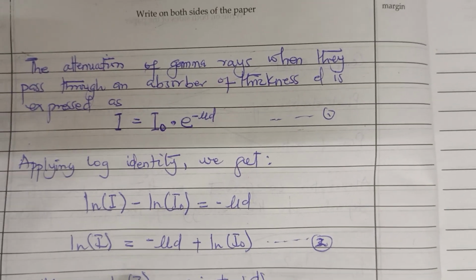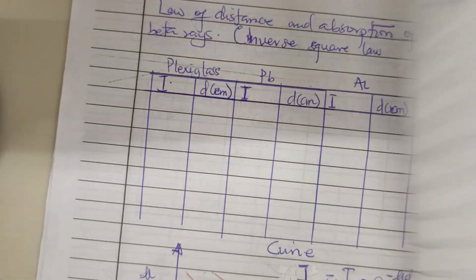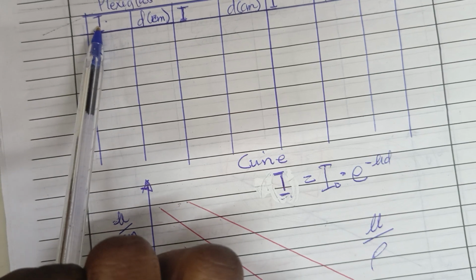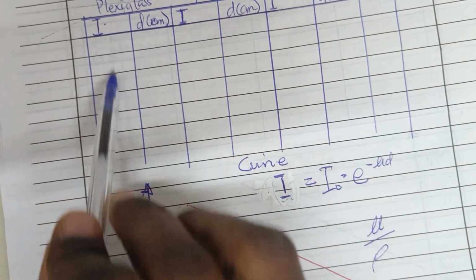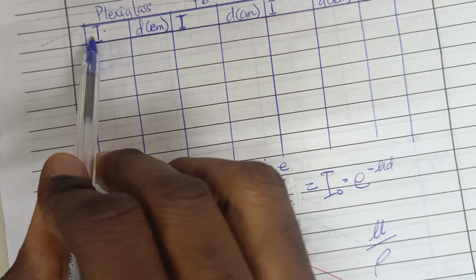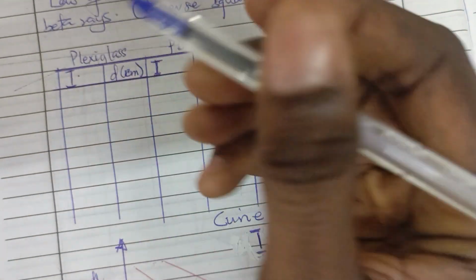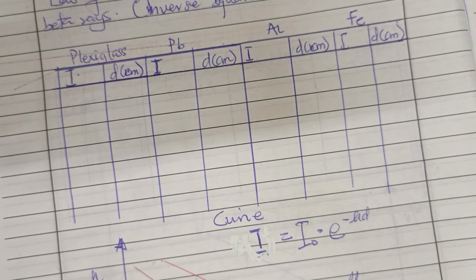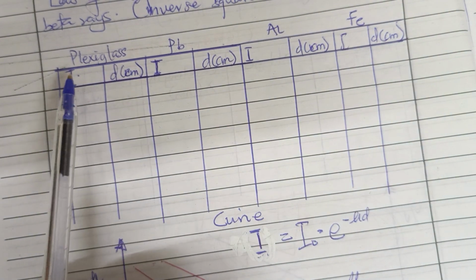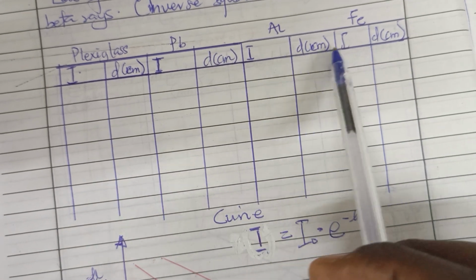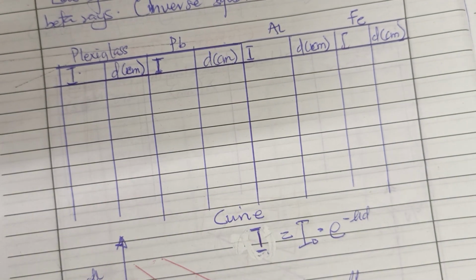So how do we find it? First of all, after getting these values here, we are plotting the ln of this. The table has I and D, but we are plotting ln I. So there should be another column for ln I. It should be I, D, and ln I for all the absorbers. And then we'll have a graph like this.